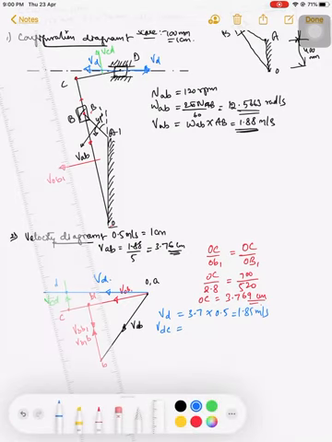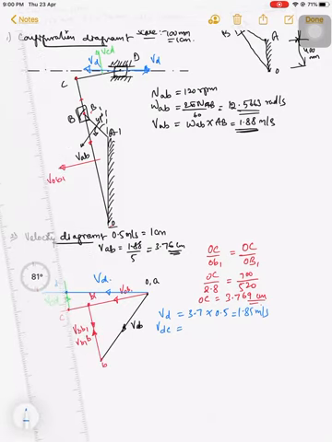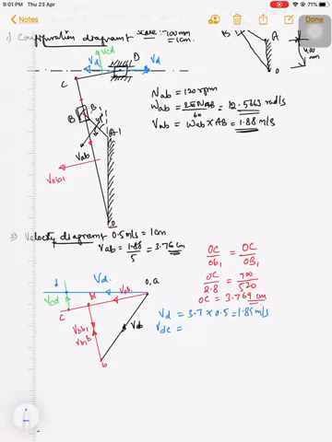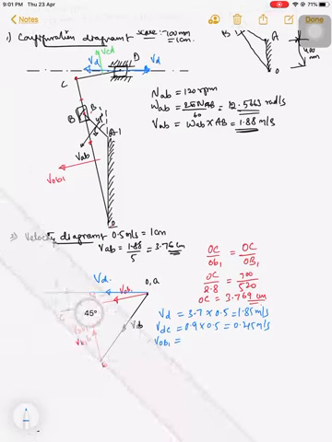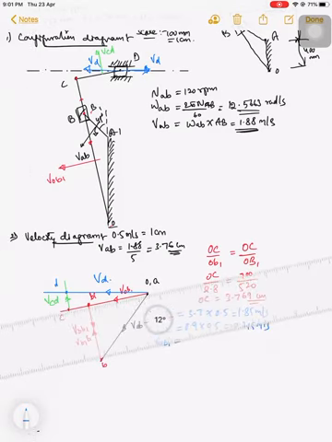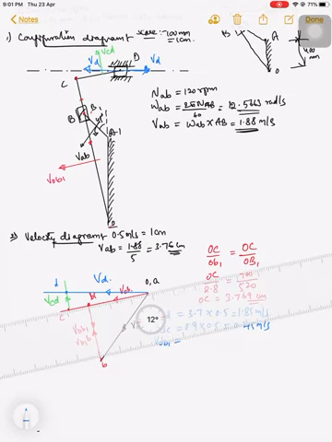I'll take the scale. I'll measure this distance. It is 0.9. So 0.9 into 0.5, that is the scale, will give us 0.45 meter per second value. Now let us consider VOB1.